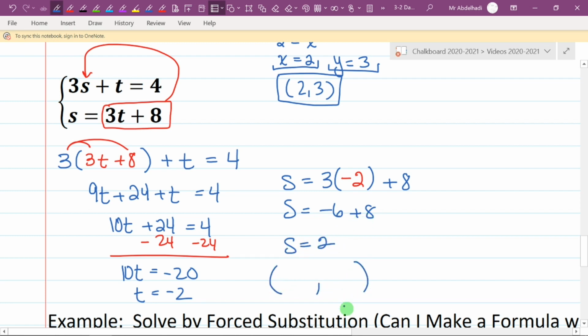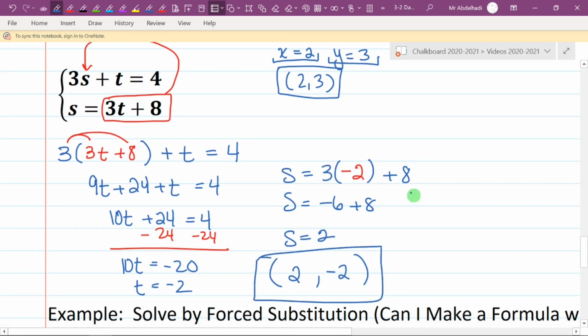Because it's not x comma y. Do I write -2 comma 2 or 2 comma -2? Which way do I write it? The answer is go alphabetical. X and y, x comes before y in the alphabet, right? It's alphabetical. So in this case, s comes before t, so it's going to be 2 comma -2. And there you go. Okay, in this next example, we don't have a formula.